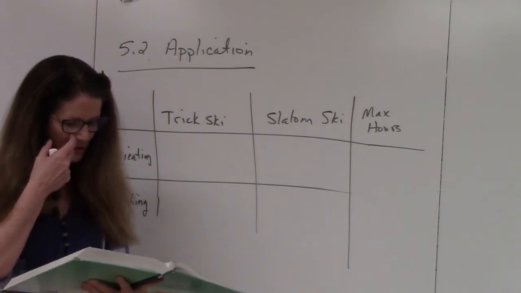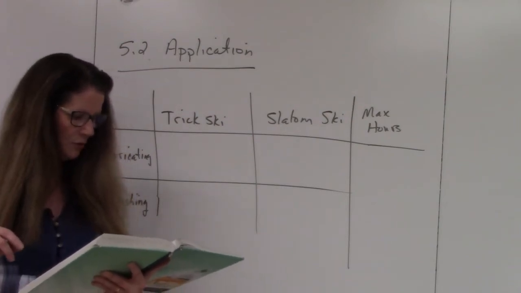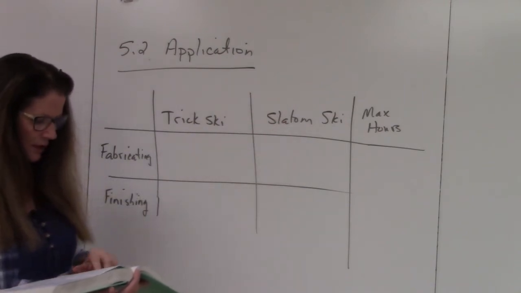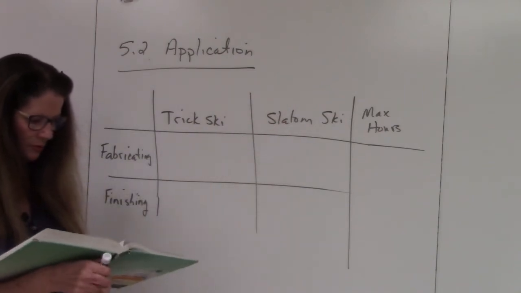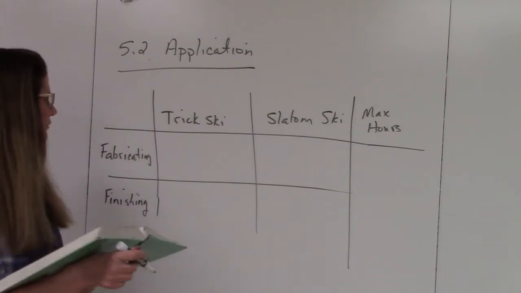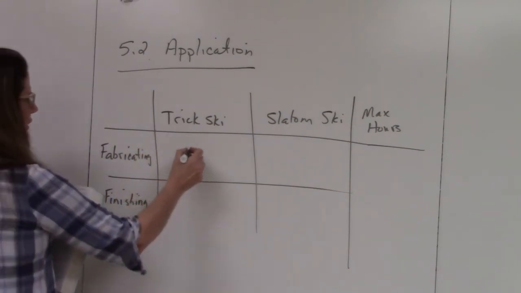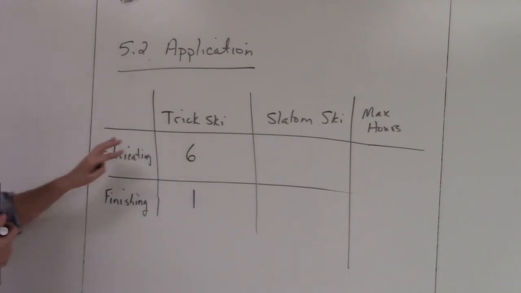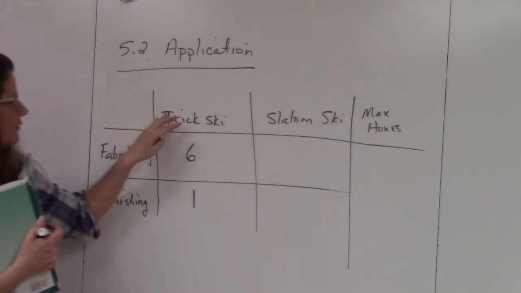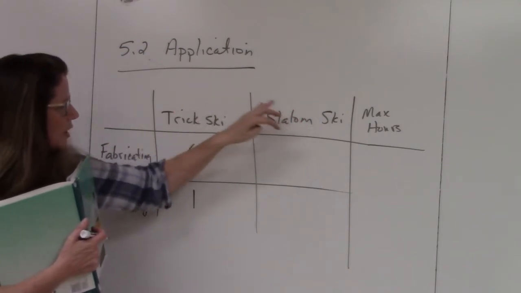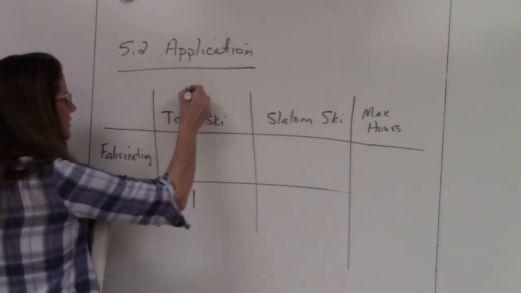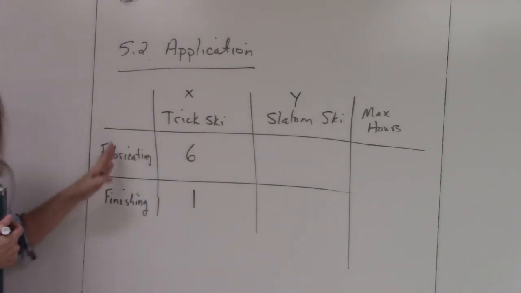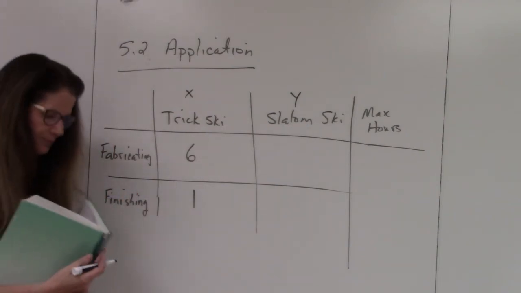Okay, so this one says a manufacturing company makes two types of water skis, a trick ski and a slalom ski. The trick ski requires 6 hours of labor for fabricating and 1 for finishing. So the trick ski requires 6 hours for fabricating, 1 for finishing. If you notice the chart, I have the two items that we're talking about. So these are the X and the Y. And then on the side, I have the requirements for them, okay?